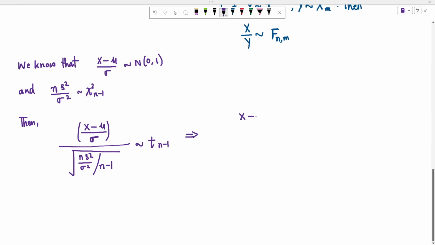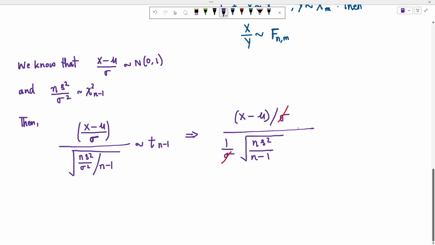I have x minus mu by sigma. Here I have sigma square under root, right? So that will get out. So I am going to have 1 by sigma under the square root of n s square by n minus 1, right? So this sigma will cancel out, this sigma will cancel out.